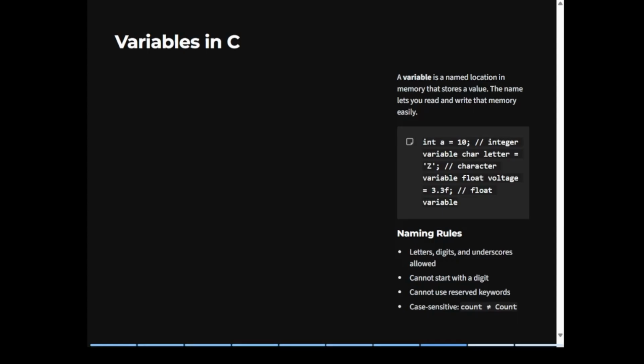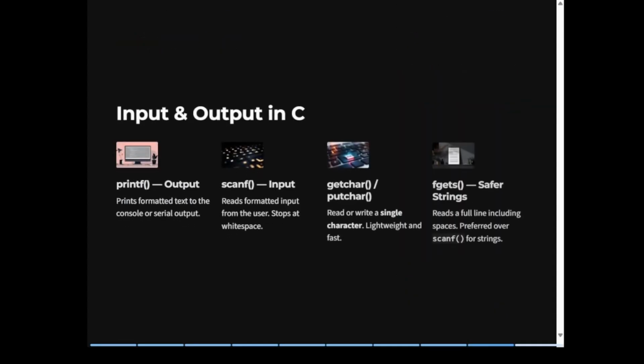Okay, so keywords are reserved words, and variables are user-defined names. Next, we will see input and output in C. So what is input and output?